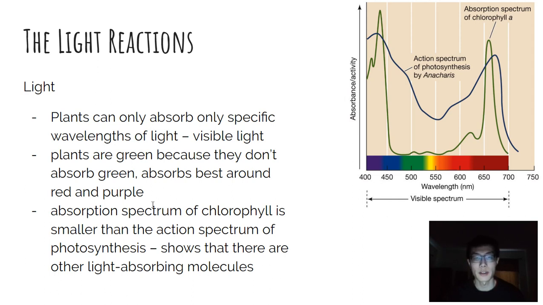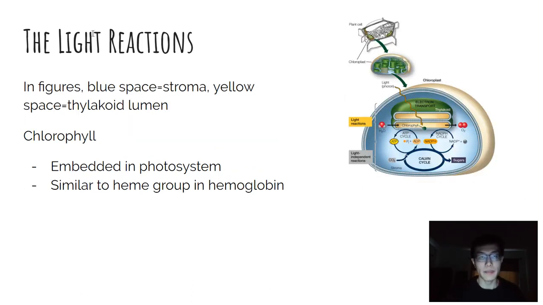The absorption spectrum of chlorophyll, which is shown here in green, is actually much smaller than the action spectrum of photosynthesis, which is this blue line over here. This suggests that there are other light-absorbing molecules aside from chlorophyll. But we will focus mostly on chlorophyll in the scope of this course.